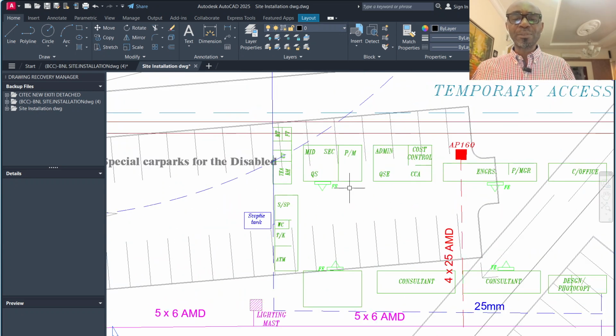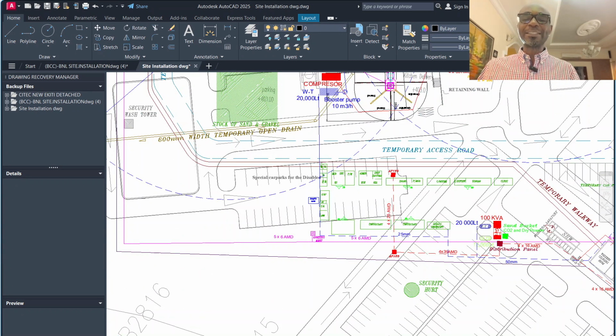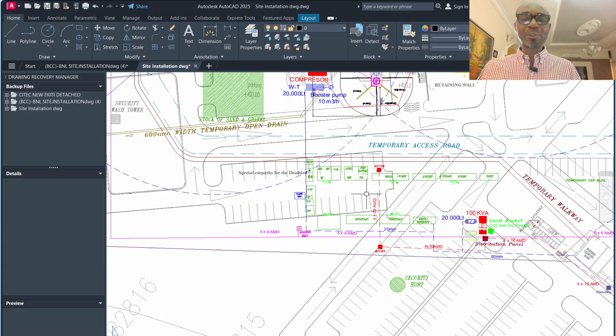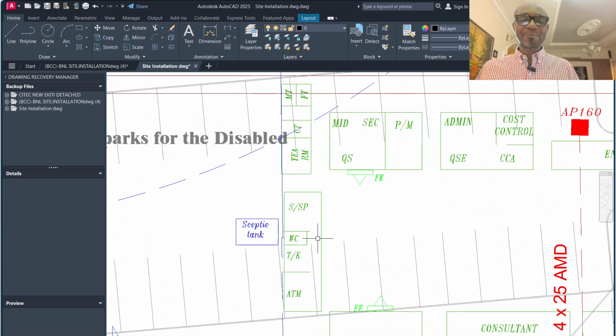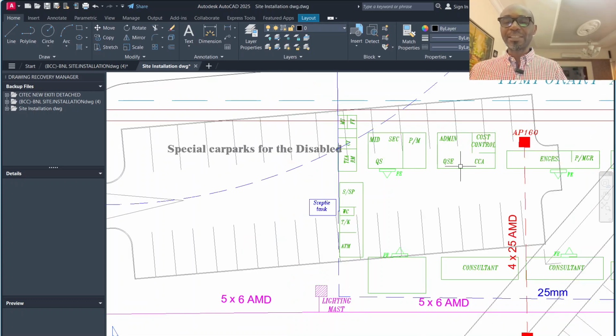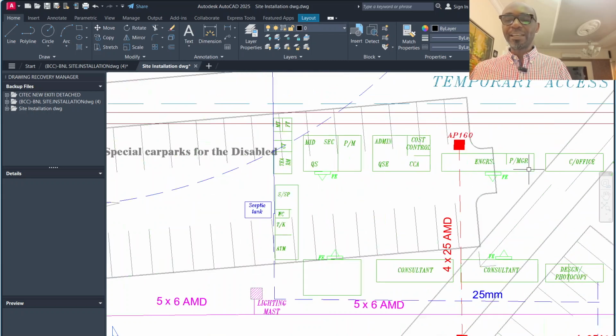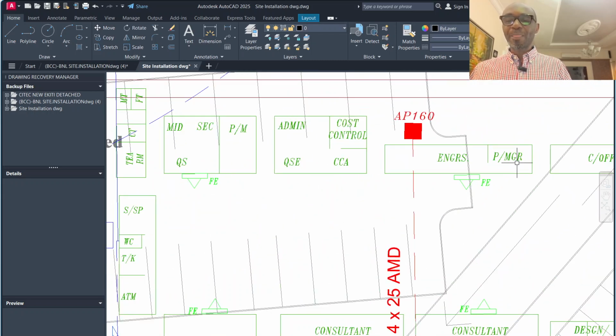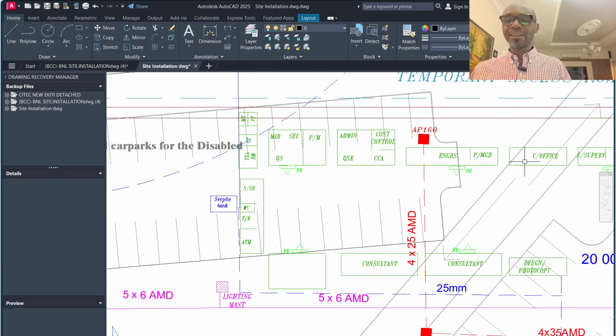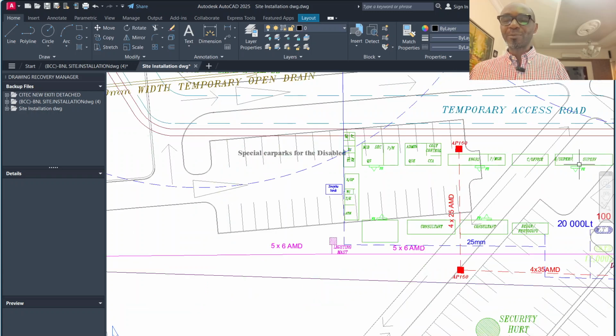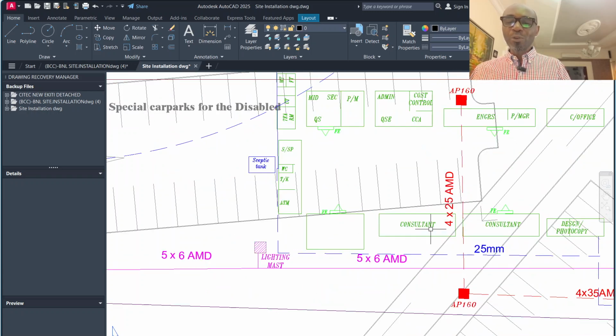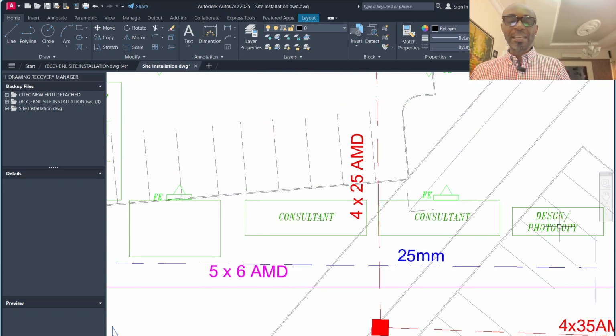You come to the offices on this project. You have the QS, you have the tea room, look at them. You can see cost control, admin, quality and safety and environment, engineers, project manager, the cost control office, the supervisors, the consultant, design and copy.